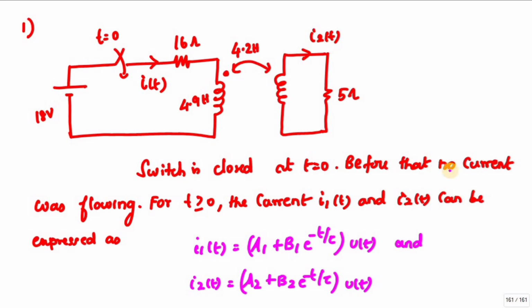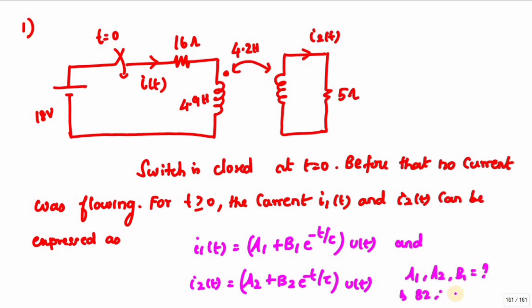So the first question is based on mutual inductance. The switch is closed at t equals 0. Before that, no current was flowing. For t greater than 0, the currents I1 of t and I2 of t can be expressed as in this equation. Here I need to find the values of A1, A2, B1, B2 and tau.